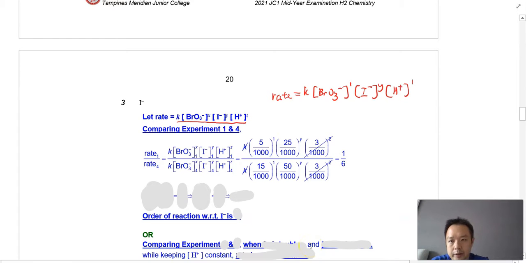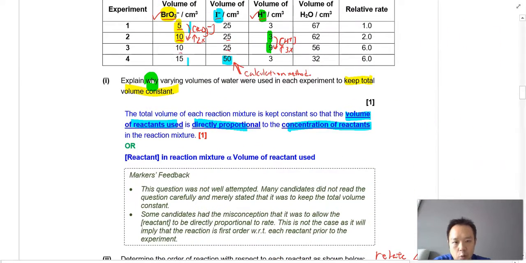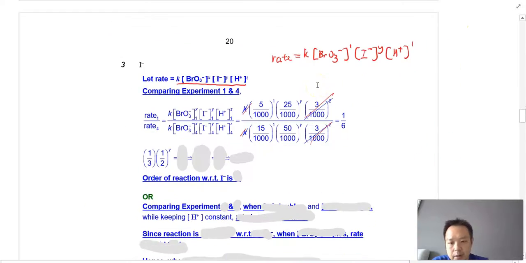Alright, so in this case, H plus is kept constant, so H plus cancels out. The rate constant K is cancelled out. 5 over 15 is simply your 1/3. 25 over 50 is simply your half. So 1/3 over half to the power Y is equal to rate 1 over rate 4. Rate 1 over rate 4 in this case is 1 over 6.